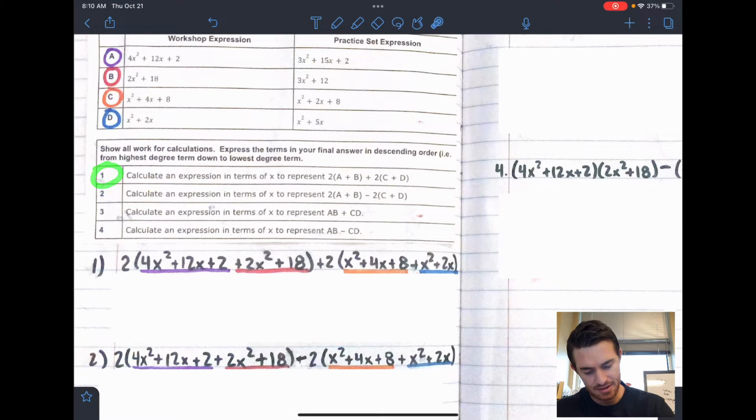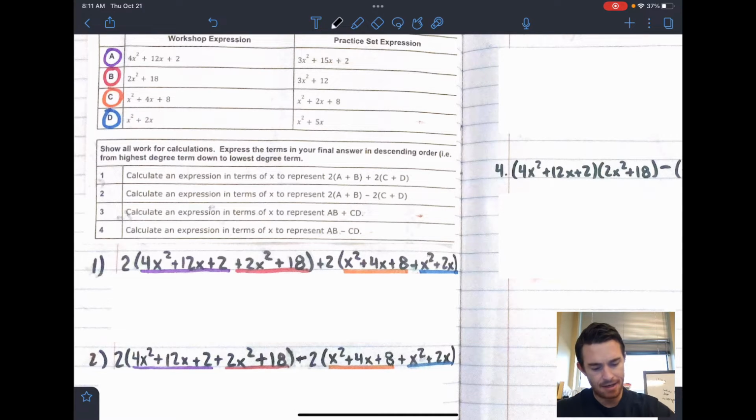So question number 1 says to calculate an expression in terms of x to represent this. So 2 times a plus b, and I've color coordinated these here: purple, red, orange, blue. Okay, so I have 2 times a, which is our purple one here. So just copying this and putting it down there, plus b, and b is our red one there. Then I have plus 2 times c plus d. All right, so just writing our expression out here.